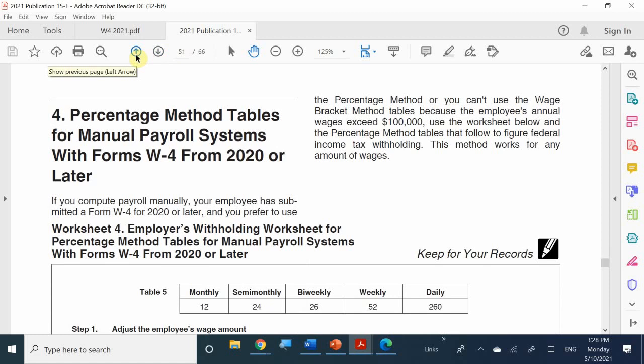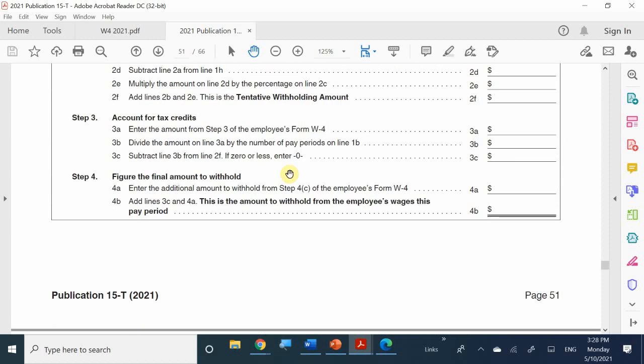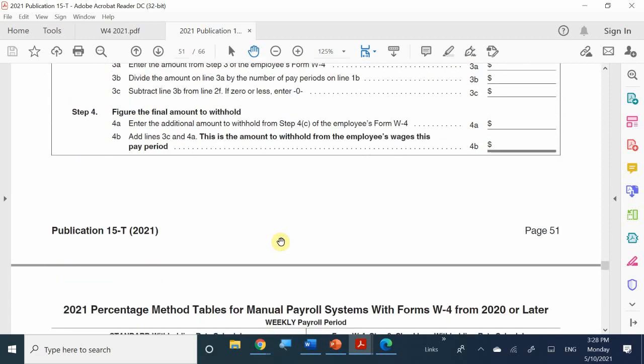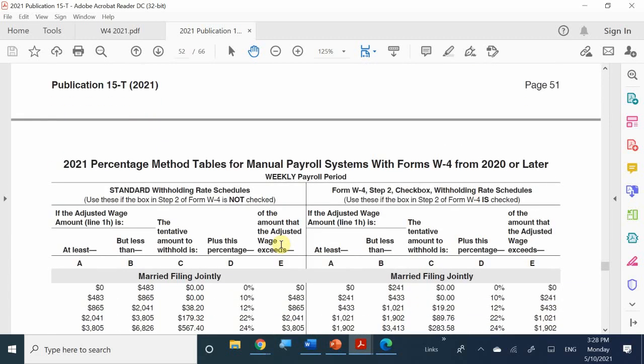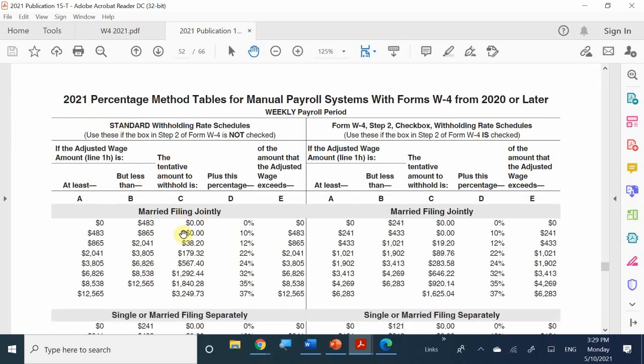This is number 4, percentage method for manual payroll systems, okay, using the W-4 form from 2020 or later. So once again, this is the page that you're going to be looking on primarily on how to do things. So once again, it's based on how much income that you've earned. You're going to go through step by step, but I'm going to show you this through the PowerPoint, just because this can be confusing if you read it and you're not quite sure what the answer is. So once again, here's what the table looks like. It's based on your marital status once again. So if you're single, then you're down here, okay?